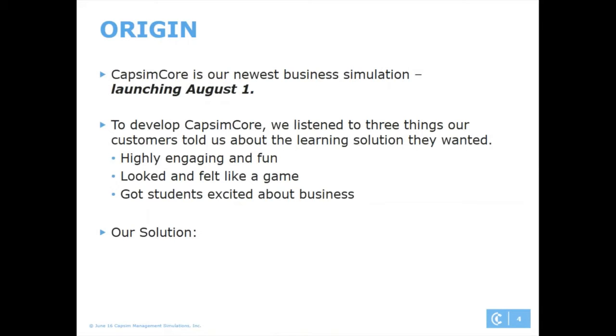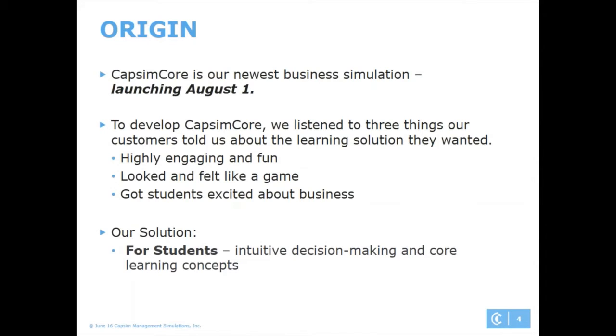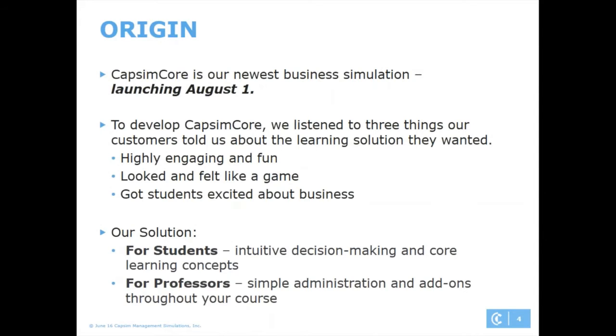And from there, we really needed to design our internal product strategy, and these findings helped us do so. So our solution is twofold. On the student side, we looked to create something that allowed for intuitive decision-making, that allowed students to really understand what they had to do to run a business, as well as something that focused on the core business learning concepts. This is something that will help your students understand the business basics and really point them in a direction of maybe where they want to spend some time studying.